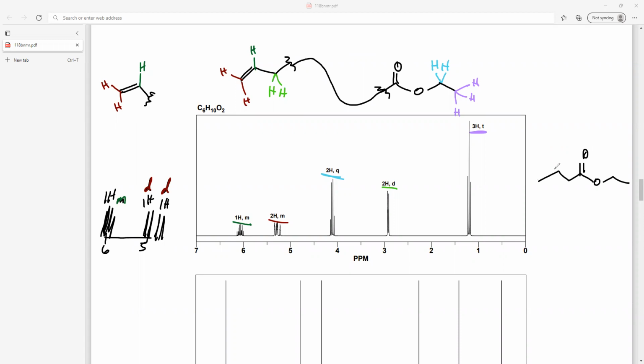You could have also solved this by realizing that this 2H doublet can only have one neighbor, meaning that it has to be this guy here. So if the 2H doublet has one neighbor on this side, and all those neighbors are on this side, this side has to have no neighbors, right? The only way to do that is to put a carbonyl on that center. Okay, so that's another way you could have solved this too.